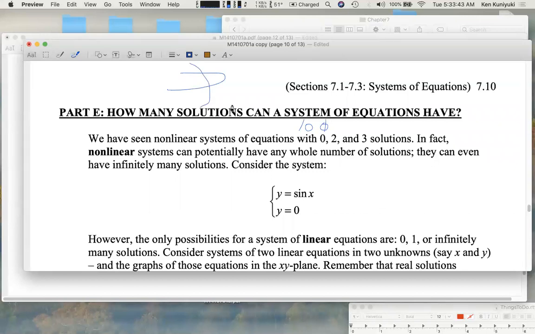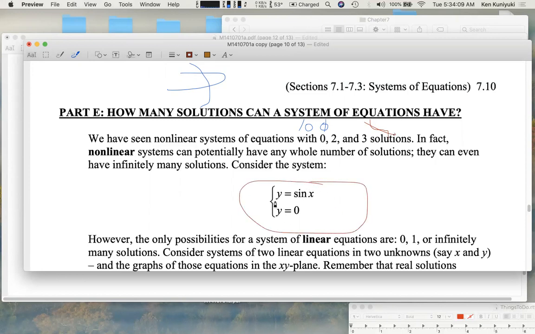And we've seen three solutions, like in the case of that first problem we did, where we had the line and then this snake, three solutions. Well, we can have infinitely many solutions for that matter. A nonlinear system can potentially have any whole number of solutions, and it can have infinitely many solutions.